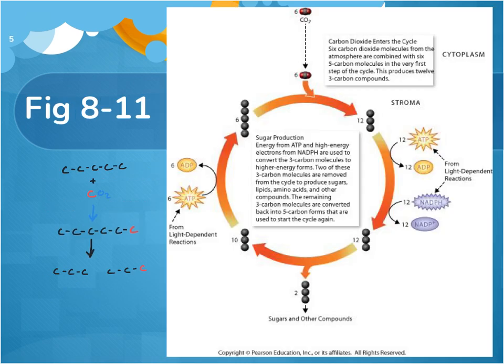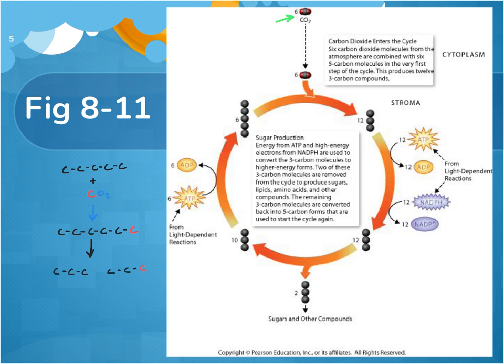So here's a diagram of how that process works. We start with the addition of 6 carbon dioxide molecules into the plant cell. You can see here they've entered the cycle. Then those carbon dioxide molecules bind with a 5-carbon molecule. In the diagram it's here. Otherwise, we can go over to the drawing that I did of just the carbons.